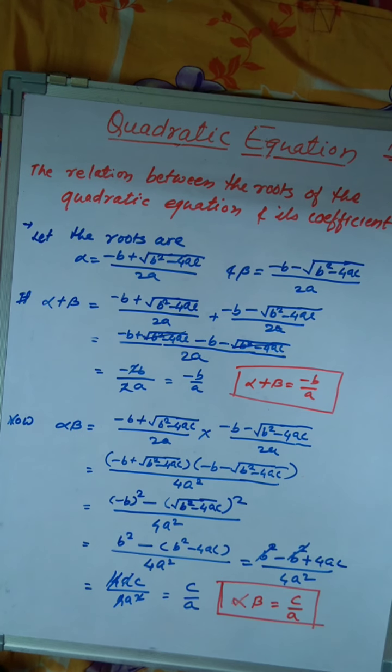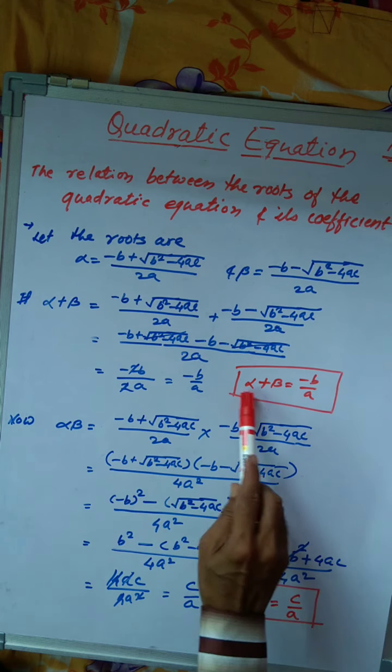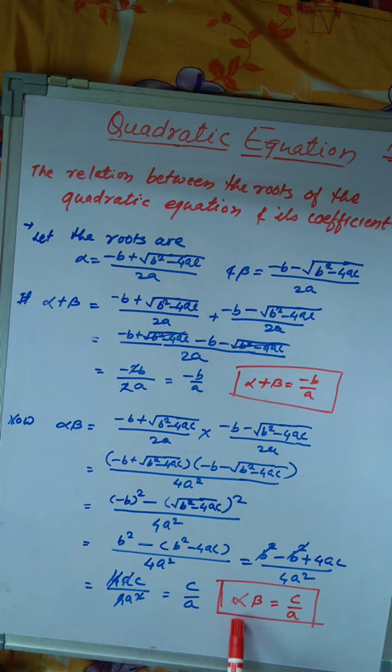If the quadratic equation ax² + bx + c = 0 is given and alpha and beta are the roots of the quadratic equation, then the sum of the roots is equal to -b upon a, and the product of the roots, that means alpha into beta, is equal to c upon a. That is the relation between the roots and the coefficients of the quadratic equation.